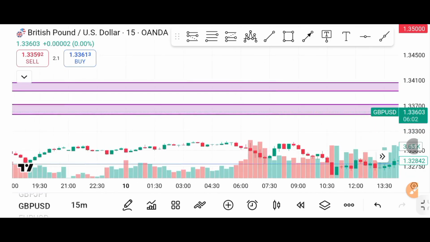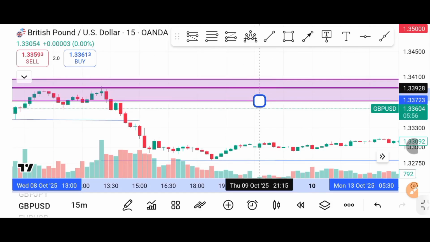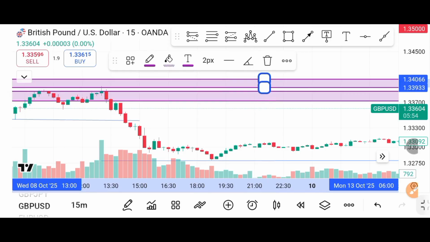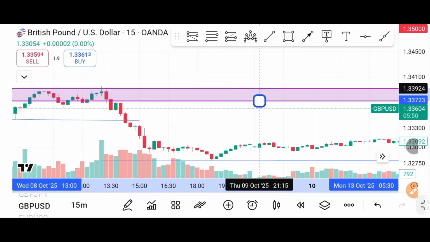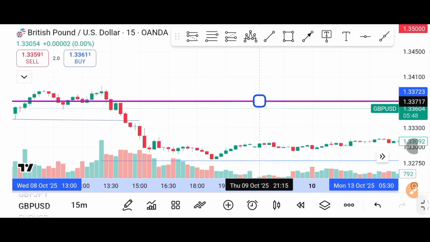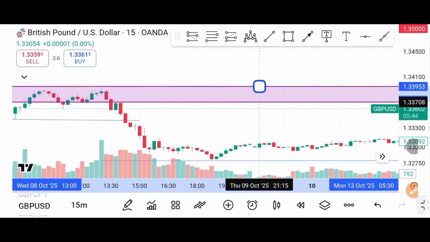Guys, I hope you're paying attention. I hope you're seeing this clearly. So the most relevant order block we should be looking at, we're taking this first one off, and then we're sticking with this one. This is the most relevant order block, sell side order block. Okay. So we're sticking with this order block.